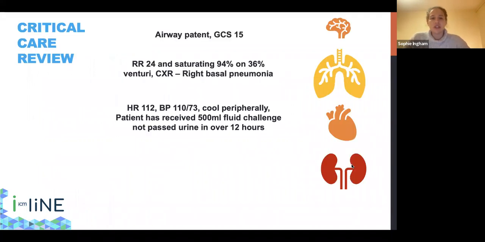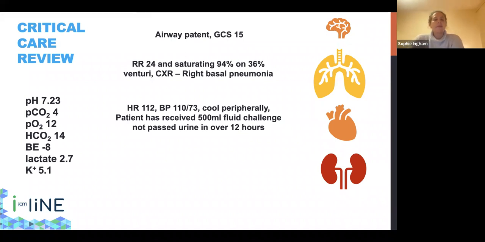And this is your examination, your A to E examination. Airway is patent, and she's GCS 15. B, her respiratory rate is 24. She's saturating 94% on a Venturi, and a chest X-ray shows a right basal consolidation. With regards to C, she's a little bit tachycardic with a heart rate of 112. Her blood pressure is 110/73, and she's peripherally shut down, and she's had a 500 ml bolus, and she's not passed urine in over 12 hours.